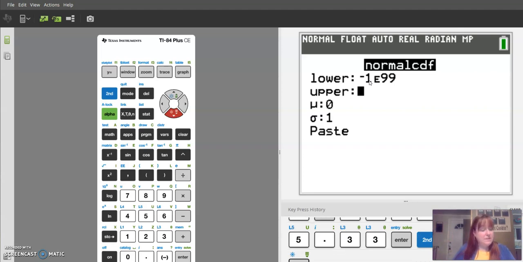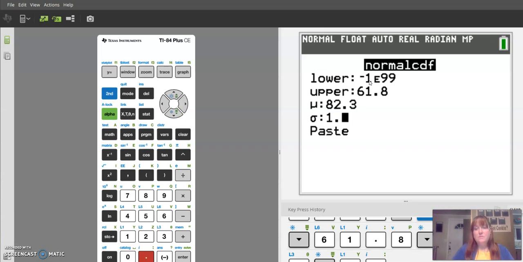Our upper bound is Sasha's weight, right? We want to see how much is in between negative infinity and 61.8. We want to see how many gorillas have a weight in between negative infinity and 61.8. Our mu, or our mean, is 82.3, and our standard deviation is 15.33.